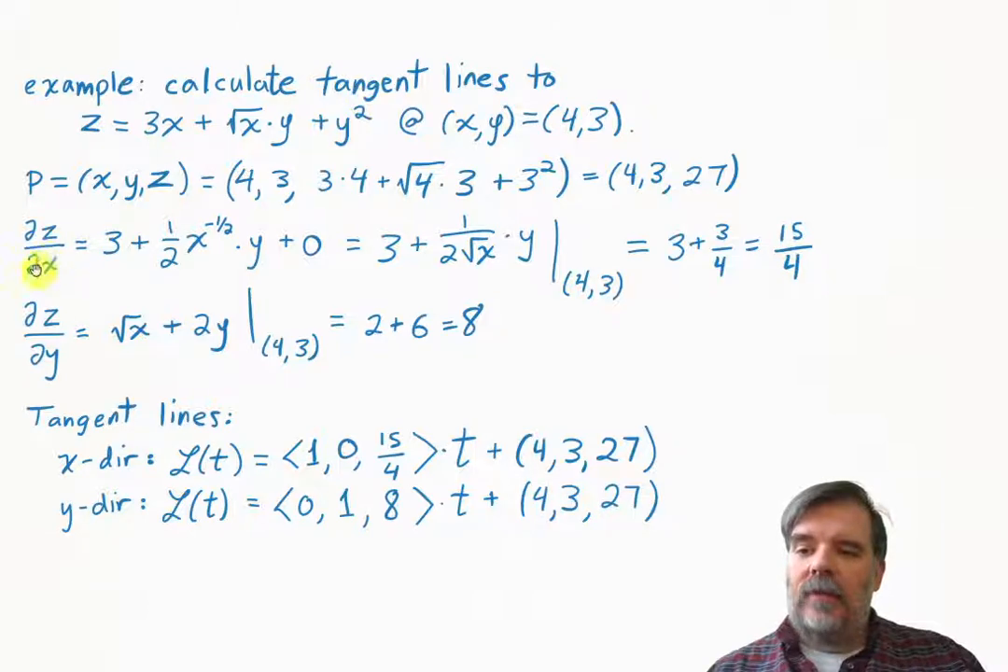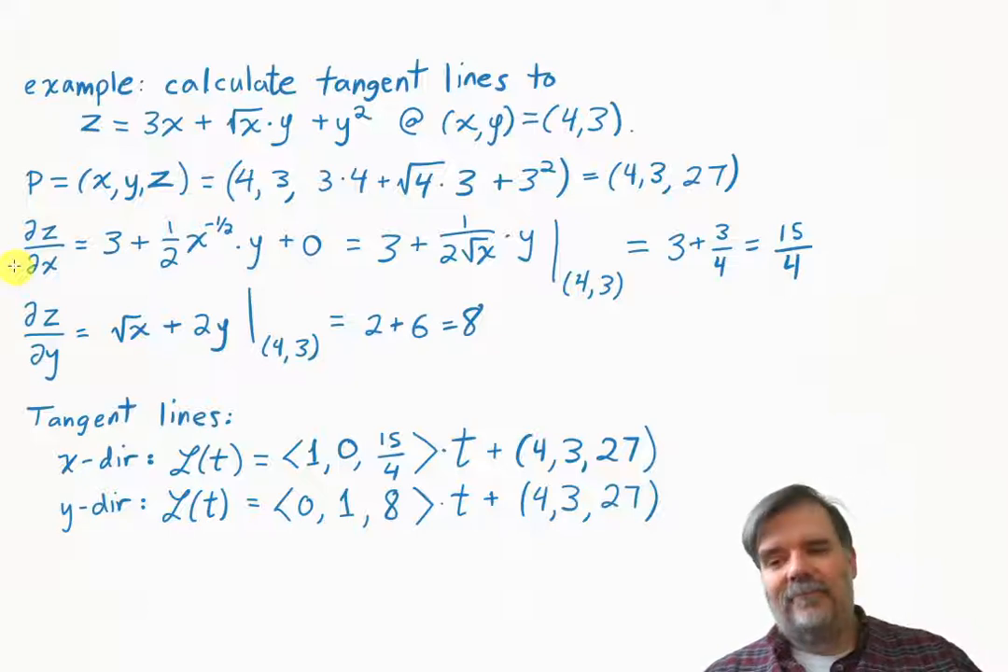Remember, the derivative with respect to x means we treat y as a constant, so the derivative of y squared, which is a constant, is 0. Rewriting this expression, we can think of it as 3 plus 1 over 2 square root of x times y. Evaluating that at the point (4, 3), we have the answer 3 plus 3/4, which is also the fraction 15/4. So that's the partial derivative with respect to x, and we'll need that value when calculating the slope of the tangent line in the x direction.